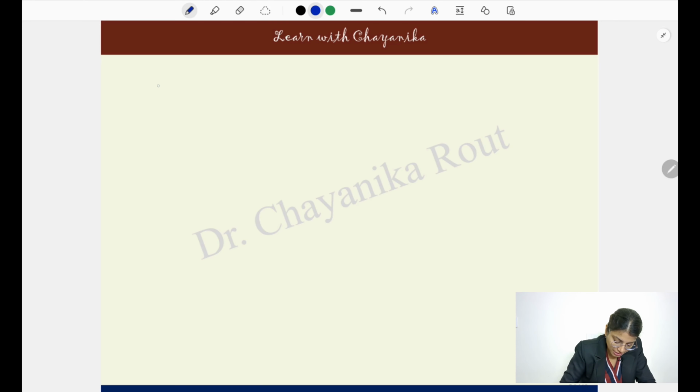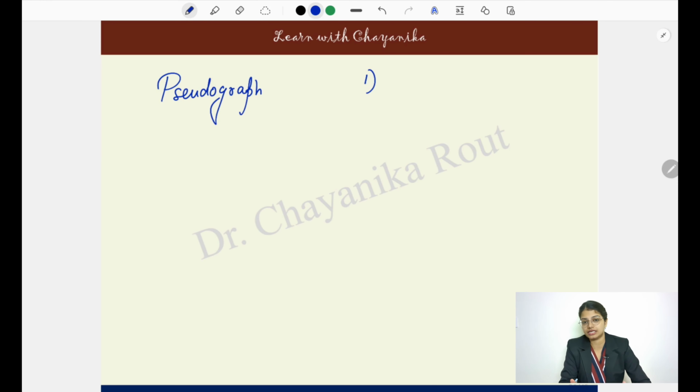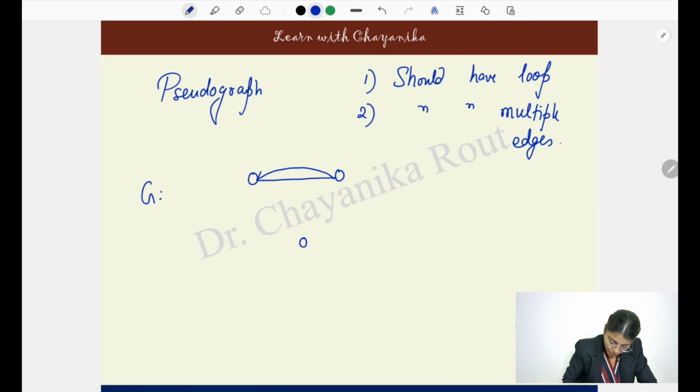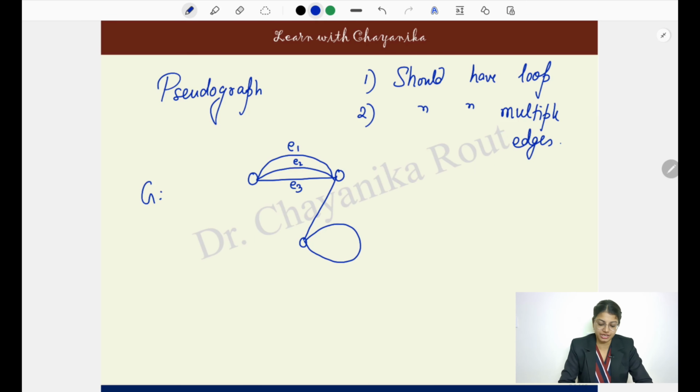And the last classification on this basis is the pseudograph. So, what is a pseudograph? A graph which contains both loops and multiple edges, that is called pseudograph. So, it should have at least one loop, and it should have multiple edges. So, let us draw a graph which has loop as well as multiple edges. So, this is an example of a graph where E1, E2, E3 are multiple edges sharing the same pair of endpoints, and we have E4 as a loop in this graph. So, this is a graph having loop as well as multiple edges. This makes it a pseudograph.